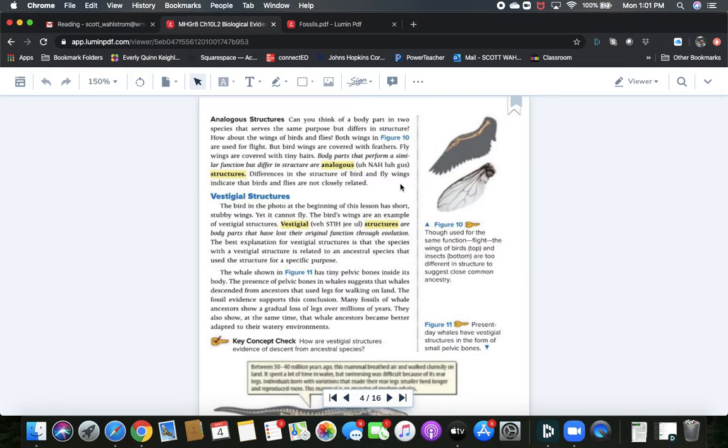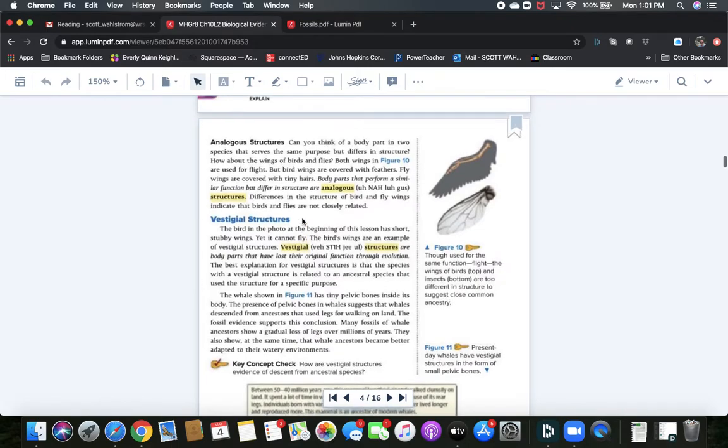Body parts that perform a similar function but differ in structure are analogous structures. Differences in the structures of bird and fly wings indicate that birds and flies are not closely related. In fact, birds have bones, insects have no bones, and that's a key difference in these wings. Figure 10. Though used for the same function, flight, the wings of both birds, top, and insects, bottom, are too different in structure to suggest that they are closely related.